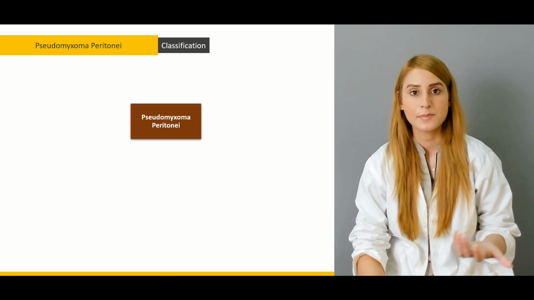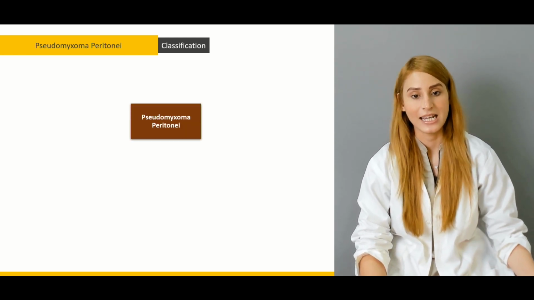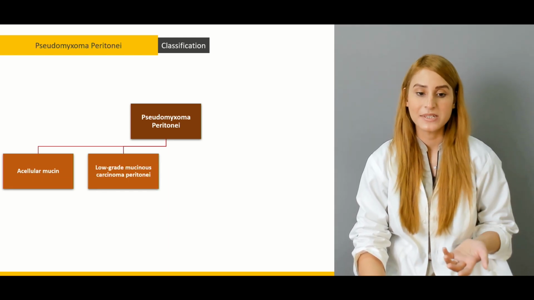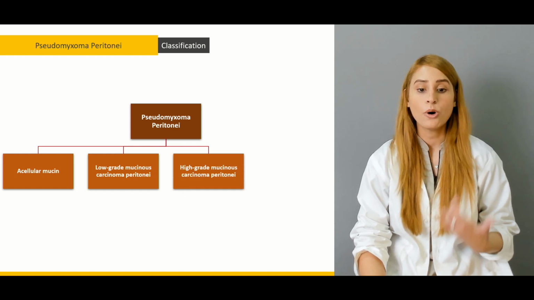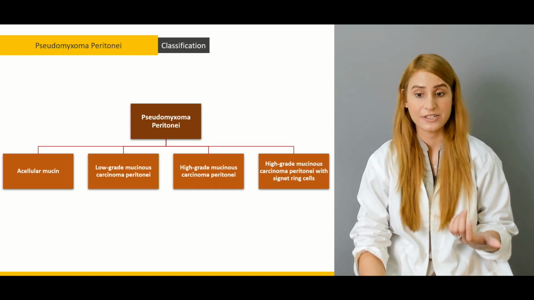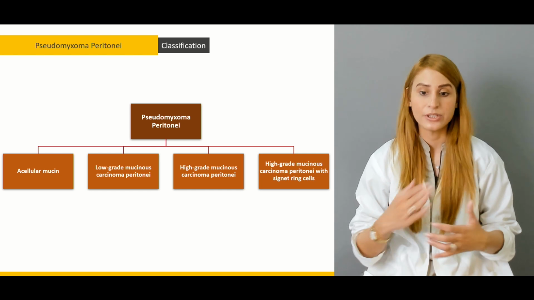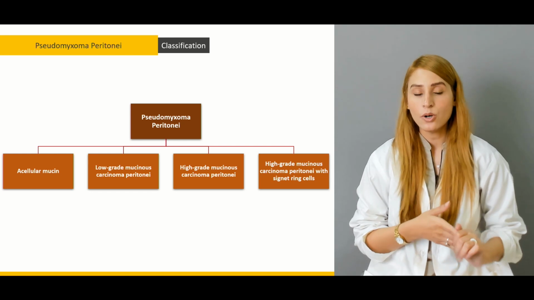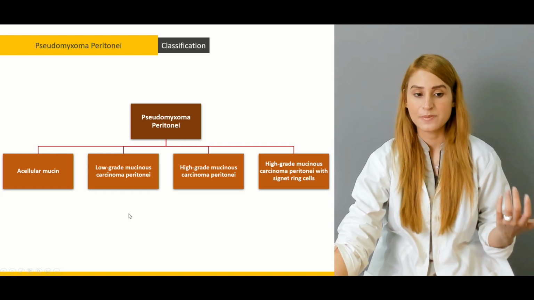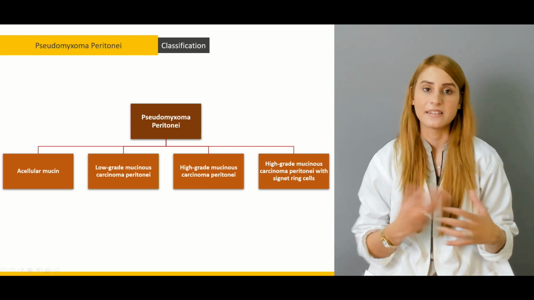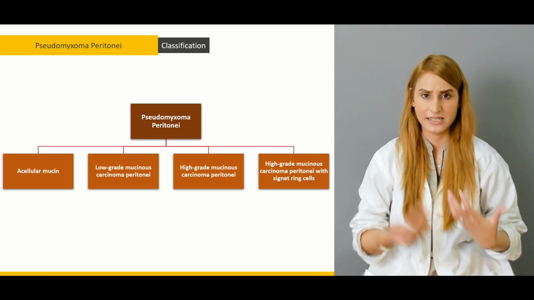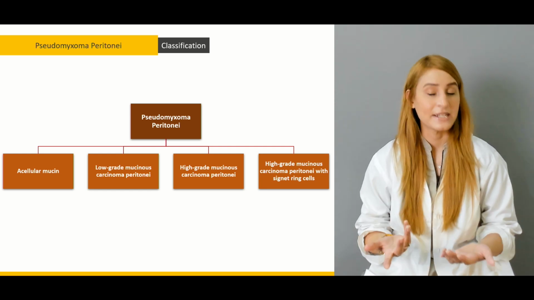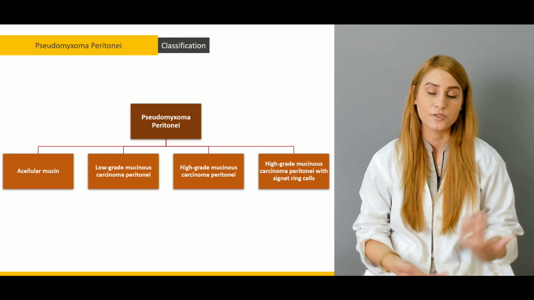But let's just discuss the classification of pseudomyxoma peritonei, which is basically acellular mucin, or low-grade mucinous carcinoma peritonei, or there can be high-grade mucinous carcinoma peritonei, or high-grade mucinous carcinoma peritonei with signet ring cells. Now, I told you that mostly the acellular mucin doesn't metastasize, or there's no seeding. In case of the low grade, there's no seeding. You have to go for the appendectomy as well, and some regional lymph nodes are also resected.